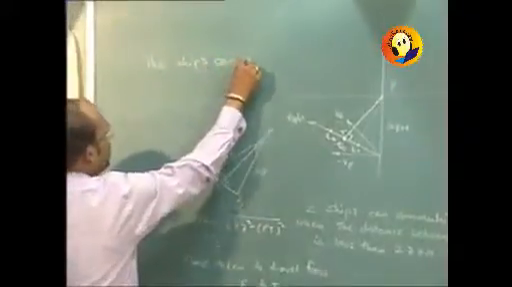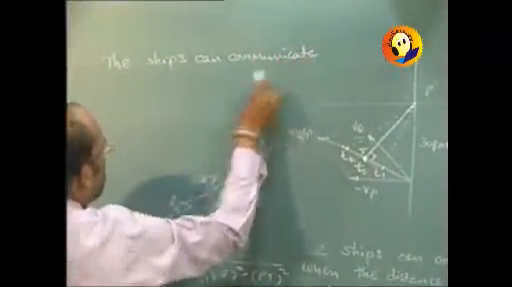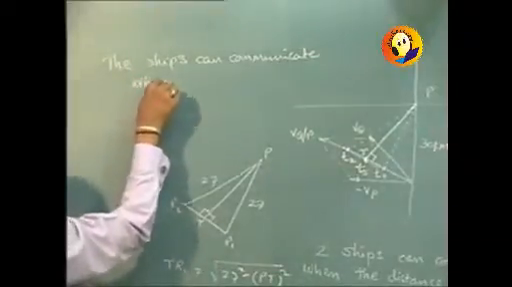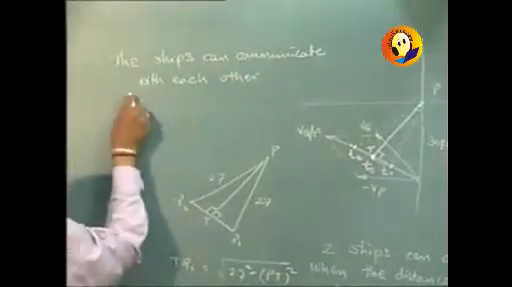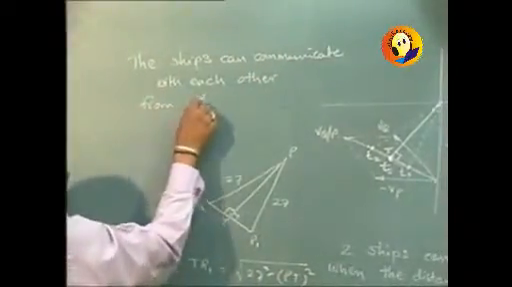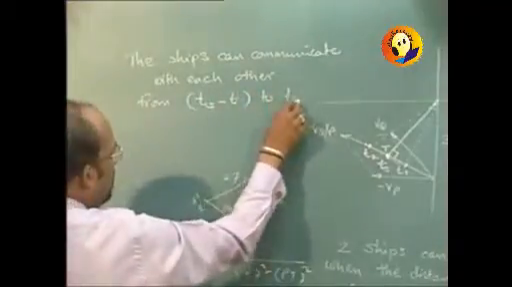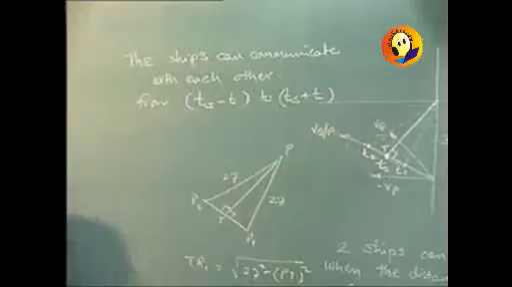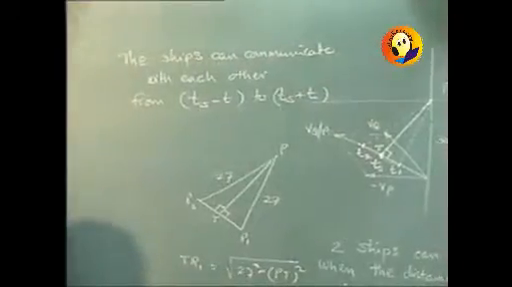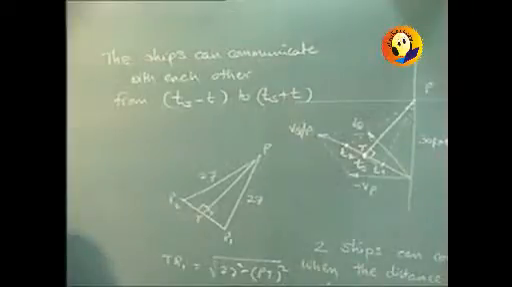So we can say that the two ships can communicate with each other from TS minus T to TS plus T duration. This is the required answer.